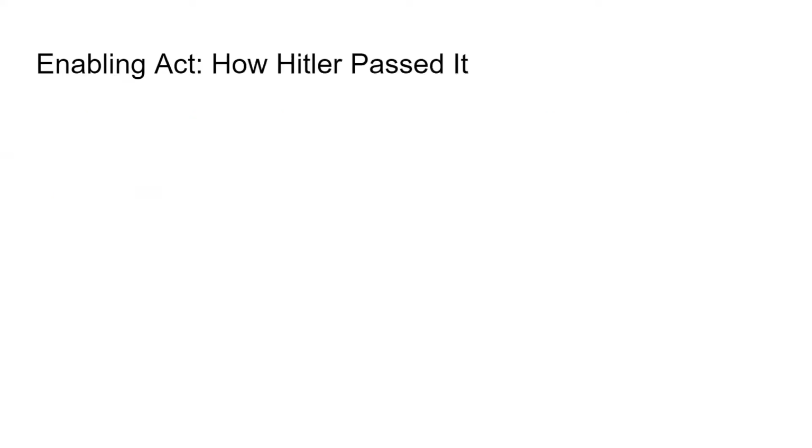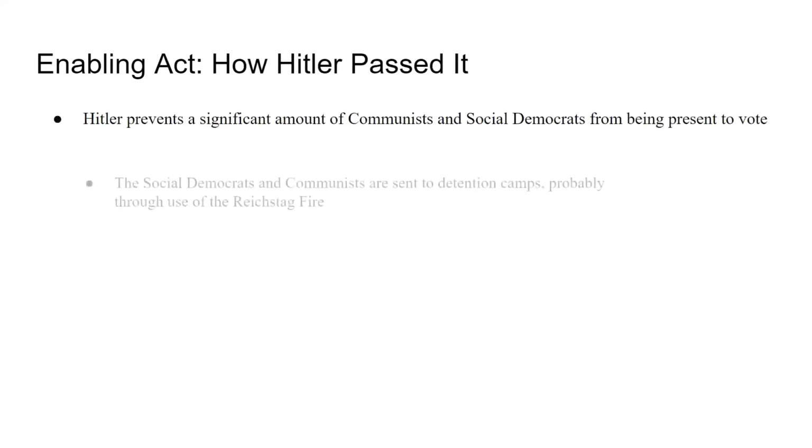And how did Hitler pass this law? Well, as many of you recall, due to the Reichstag Fire decree, many communist and social democrat members of the Reichstag were arrested. So because they weren't there, and the fact that they formed most of the resistance to Hitler, Hitler was able to do so many things because much of the resistance was gone.